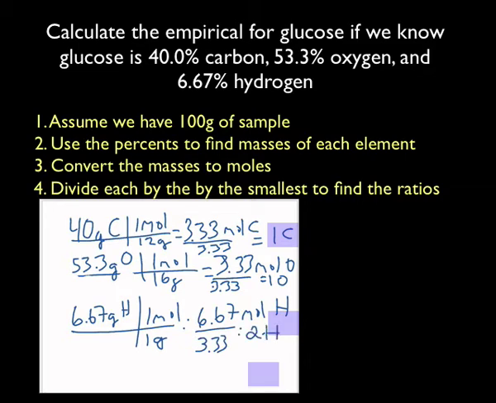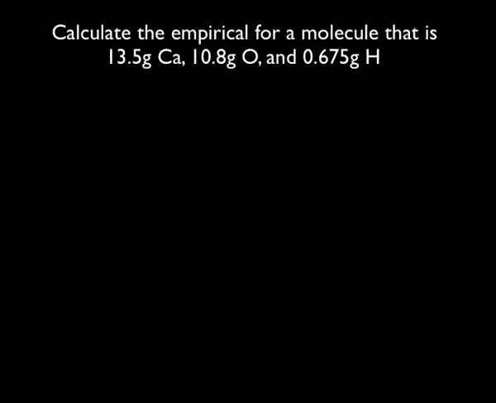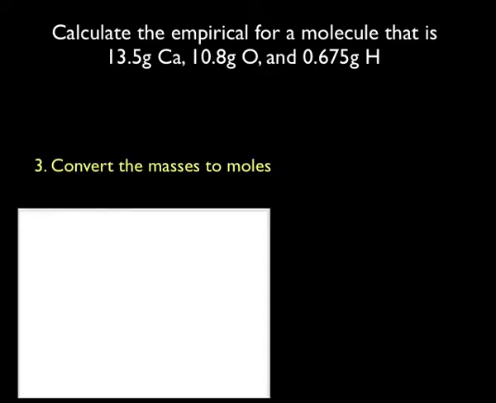These are our mole ratios, so we can now see we have C1, H2, O1, and that's my empirical formula. For this problem where we're given the masses, we can skip the first 2 steps of the procedure and go straight to the third one, converting the masses to moles.